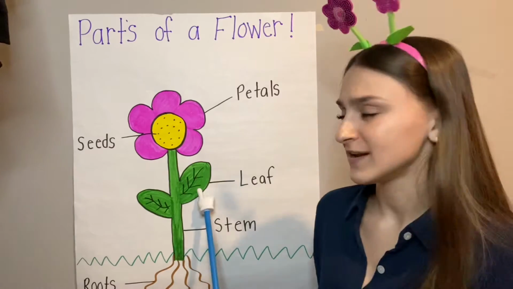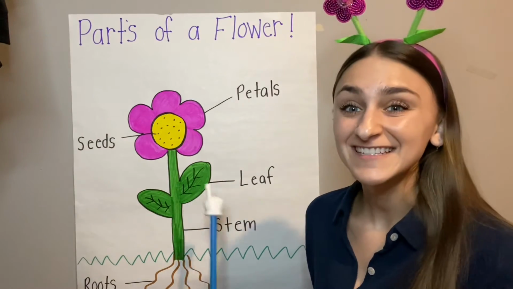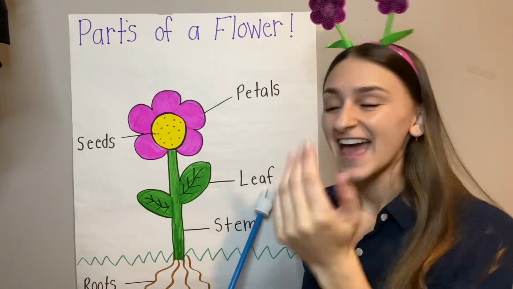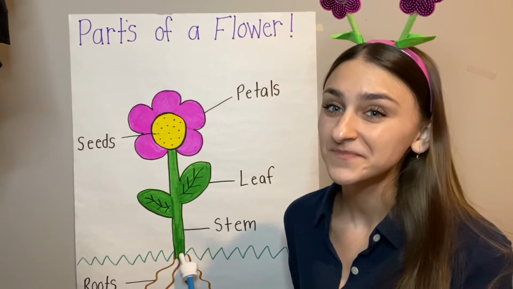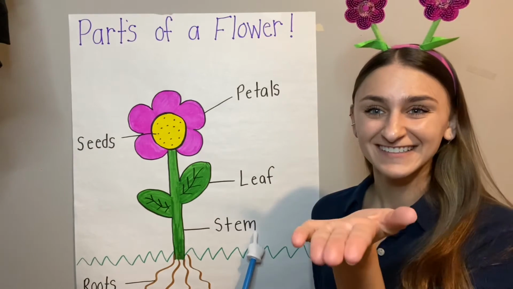What is this right here, these two things? Do you know what those are called? This is called a leaf. Can you say leaf? And do you know what this long green part is that holds the flower up? That's called a stem. Can you say stem?